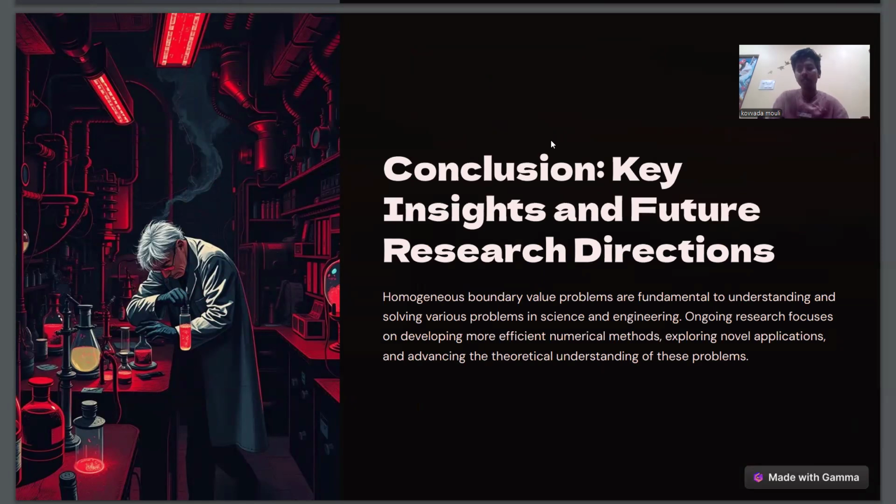And the last slide of my presentation is the conclusion. Homogeneous boundary value problems are fundamental in mathematics, physics, engineering, and applied mathematics. The analysis involves eigenvalues, Green's functions, and various numerical methods, making them essential tools for solving complex differential equations, with deeper theoretical and numerical advancement. These problems continue to be at the forefront of scientific research and applications.